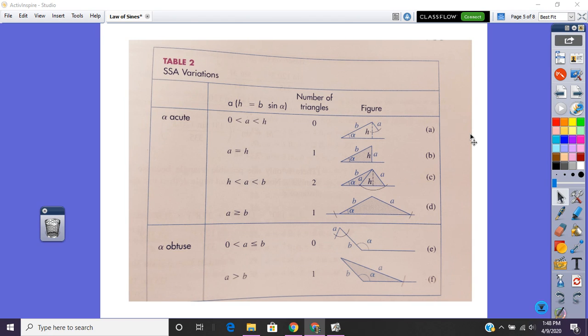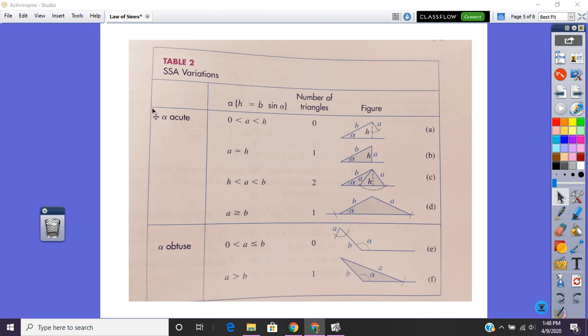This table helps us determine how many triangles we're going to have, because it is possible that you could have no triangles, one triangle, or two triangles. And it all depends on the situation of the sides and the angles. So the first thing you're going to ask yourself is, is alpha acute or obtuse? If it's obtuse, I wouldn't even mess with this table. I would just go through and try and solve it. You will run into situations where you couldn't get the trig function to work because it's greater than 1, and then it's no triangle, or you work it just fine and you get your one triangle answer.